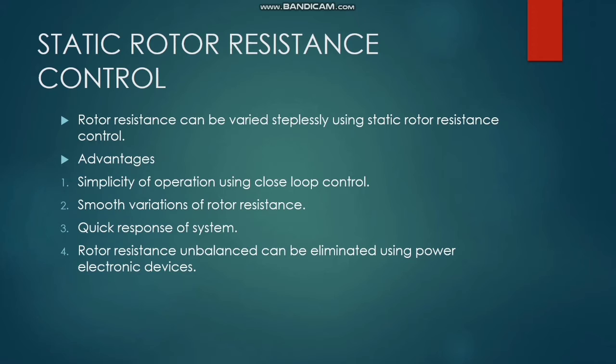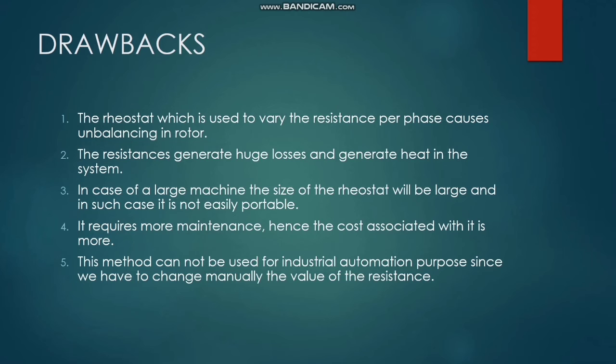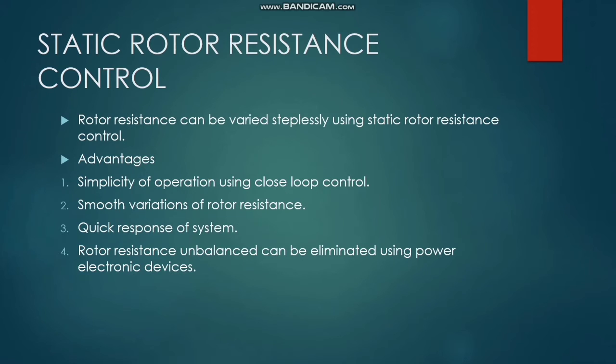Quick response of the system. The response of the system is very quick. This is one of the advantages, and rotor resistance unbalance can be eliminated using power electronic devices. One of the drawbacks of the conventional method is unbalancing in the rotor. Here, the unbalance can be eliminated by using power electronic devices. We can simply say static rotor resistance control is where we use a power electronic device to control the resistance of the induction motor. By controlling that, we can change the speed of the induction motor.